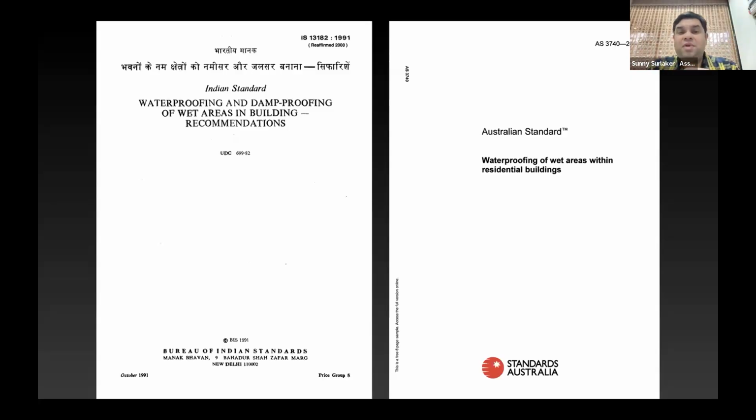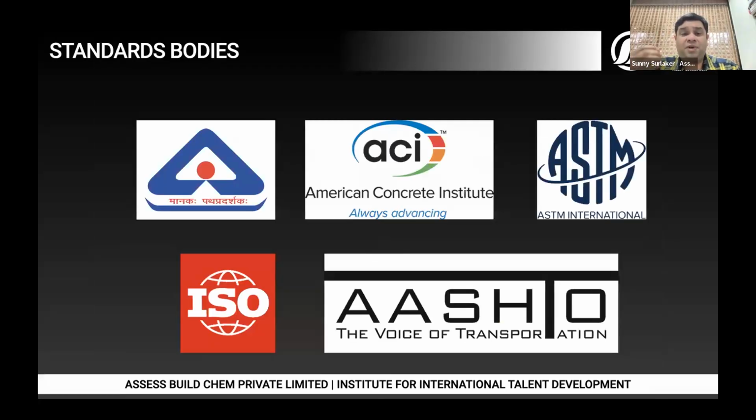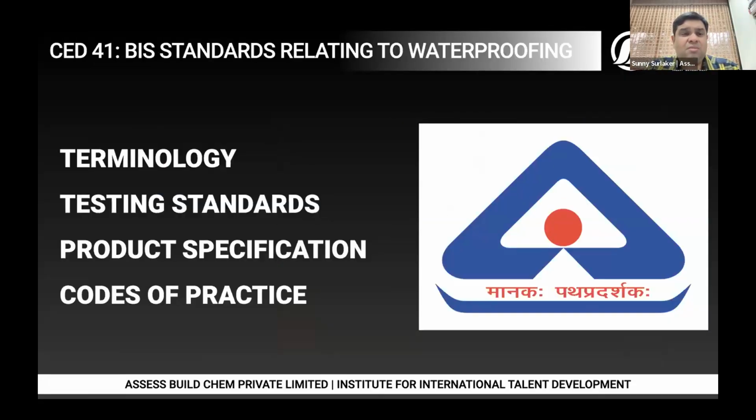So always, anytime somebody says that something meets this particular standard or this particular code, my recommendation is, as the first step, just go to Google and check out what that code says. That is how you'll come to know what exactly that code does or what it means to say. So standard making bodies, there are many. BIS is one, American Concrete Institute, ASTM, AASHTO, ISO. There are multiple bodies that do it.